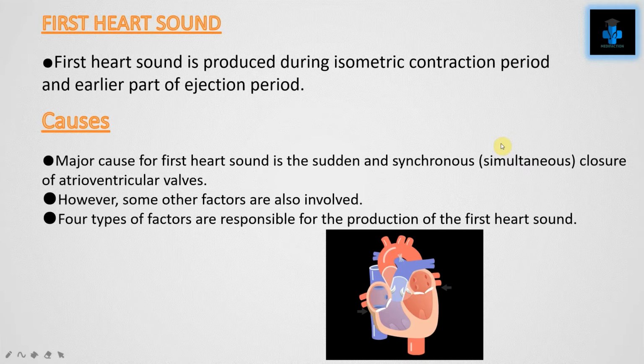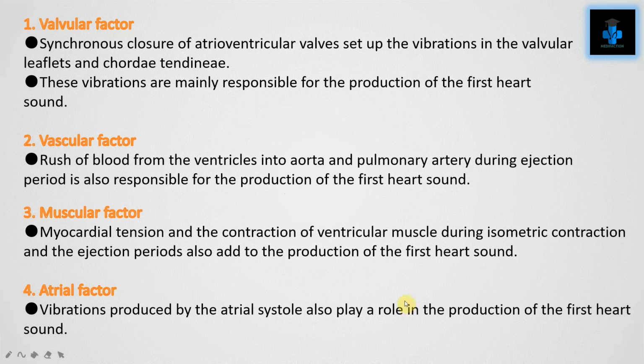The major cause for the first heart sound is the sudden and synchronous simultaneous closure of atrioventricular valves. However, some other factors are also involved. Four types of factors are responsible for the production of the first heart sound. Number 1. Valvular factor. Synchronous closure of atrioventricular valves set up the vibrations in the valvular leaflets and chordae tendineae. These vibrations are mainly responsible for the production of the first heart sound.